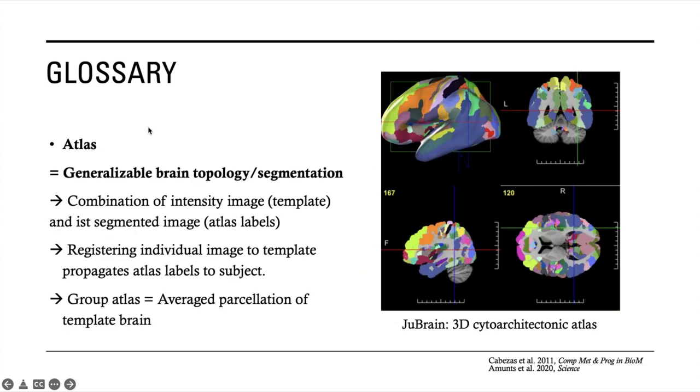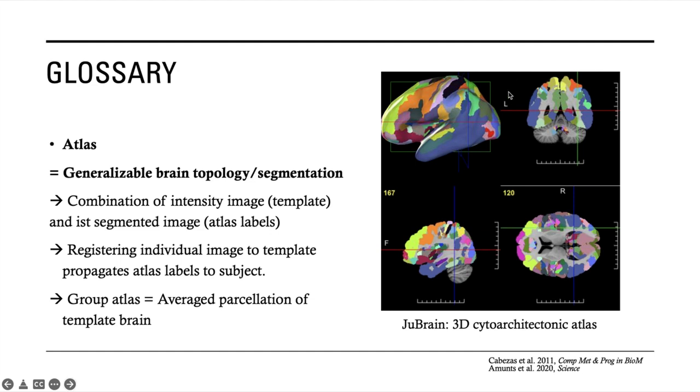A combination of a group average template and a segmentation of that is also often called an atlas. So in a broader term, an atlas is a generalizable brain topology or segmentation. Mostly it's a combination of an intensity image, a group average image, and a segmentation which parcellates the group average and assigns labels to the areas of the brain. You can then register an individual image to the template to propagate those atlas labels to the subject. For example, the Jülich brain is based on histological methodologies and can be applied to each individual subject.